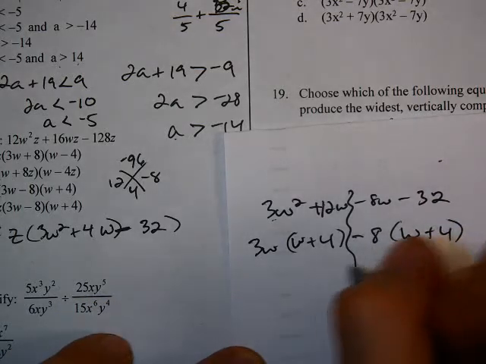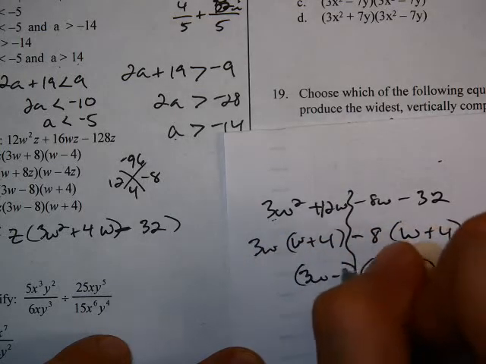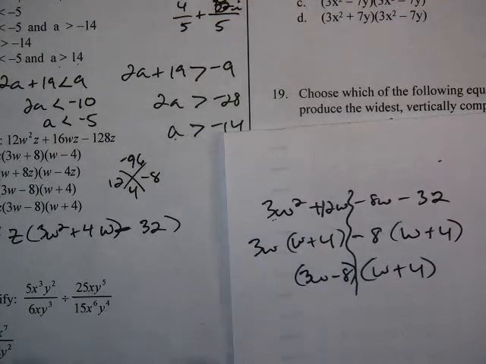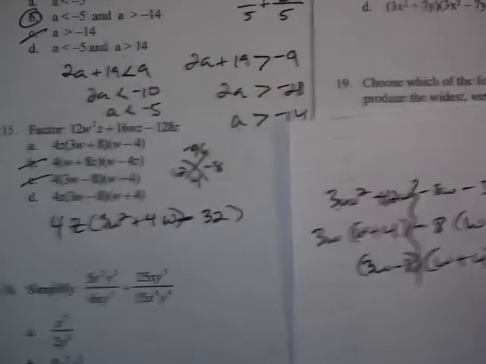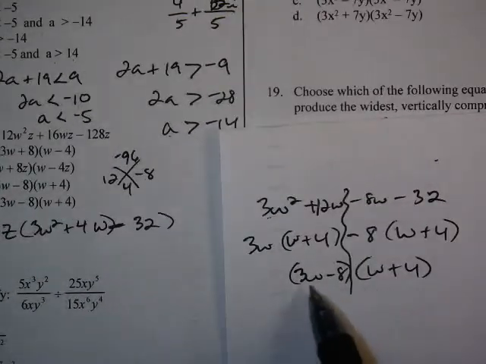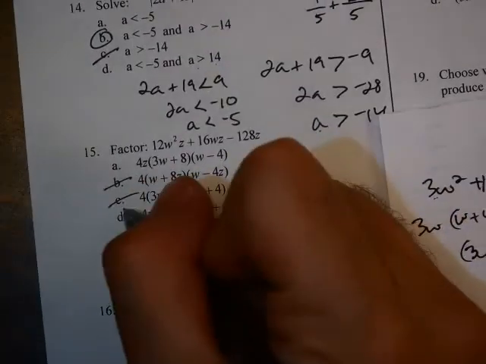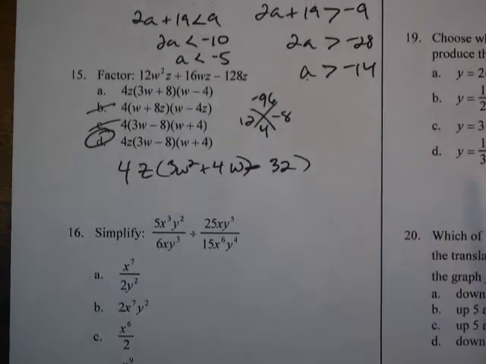W plus 4 again. So now my factored form, the common terms I took out were 3w and negative 8, and then w plus 4. 3w minus 8, w plus 4. There it is right there, part D at the end. I just want to make sure that's correct. 3w minus 8, and then, okay. So then number 15, D is my solution for number 15.